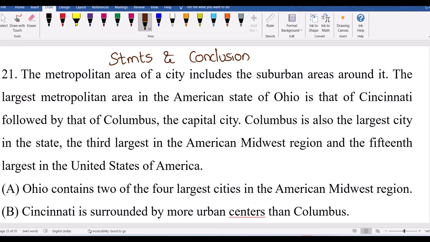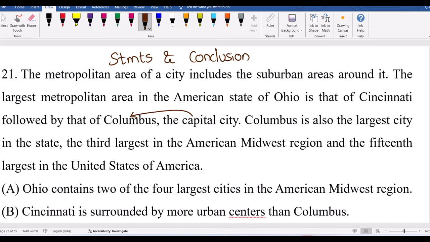The largest metropolitan area in the American state of Ohio is that of Cincinnati, followed by that of Columbus, the capital city. Columbus is also the largest city in the state, the third largest in the American Midwest region, and the 15th largest in the United States of America. So guys, this is the entire paragraph. It's almost like reading a passage and answering the question.